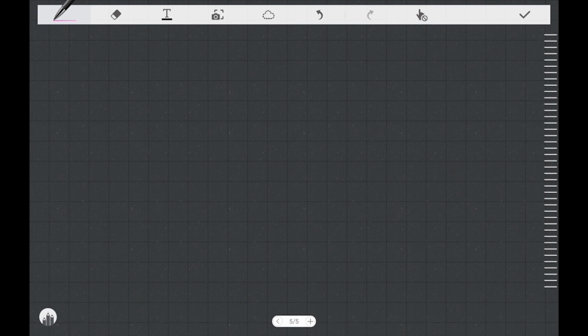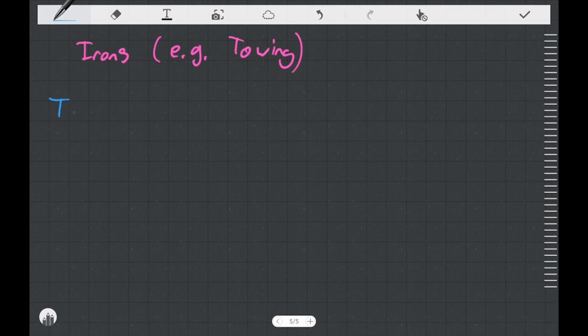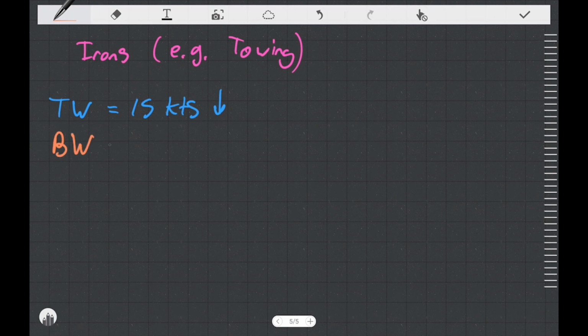So I guess what we'll start off with is irons, and I'll just say maybe if we're towing or something like this. Just like before, our true wind is going to be 15 knots, and it's coming straight down the page. Our boat wind, on the other hand, well, we're towing. Maybe we can tow at 5 knots upwind, so it's going to be 5 knots again. And if we're towing into irons, then our boat wind is going to be pointing straight down the page as well.